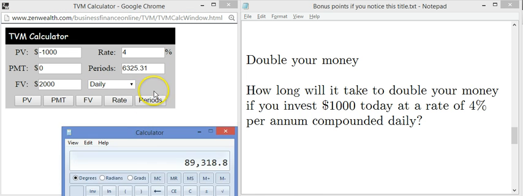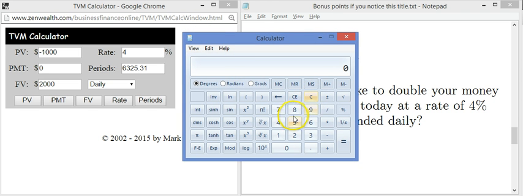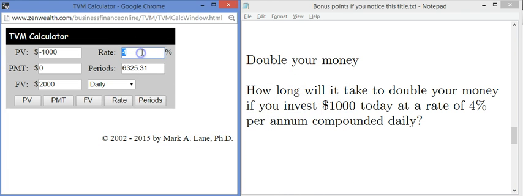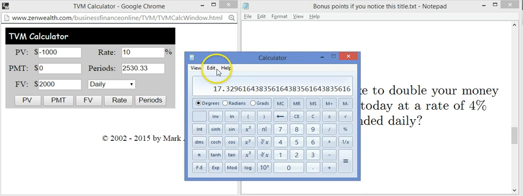Let me just grab this calculator again, and let's think about how long that is. 6,325 days. If I divide by about 365 in a year, I get 17 years. That's a pretty long time to wait. If you can get a really high interest rate, you can do something like this. Okay, 2,530 days. Divide that by 365, about 7 years. And that's sort of the common wisdom or rule of thumb. If you have a rate of 10%, you can double your money in 7 years.